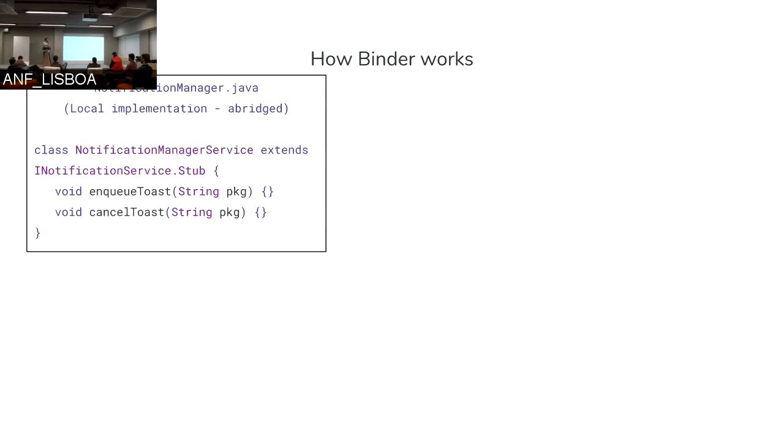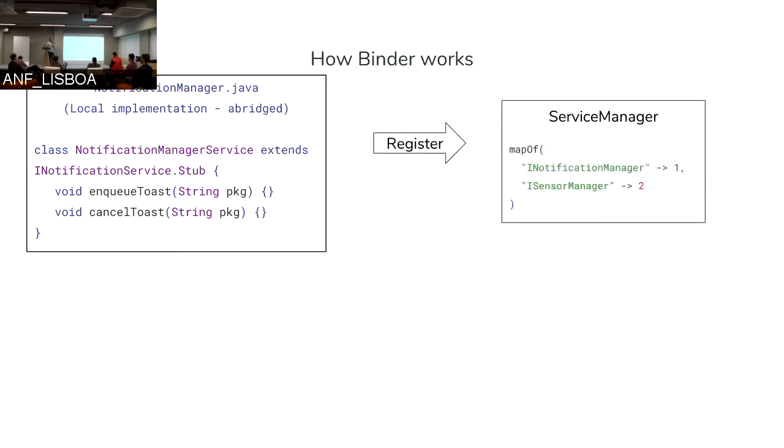So how does Binder work? We have our local implementation, and we register it with a service manager. There's only one in the system. When it dies, the system dies with it, and it holds a map. There's a map of the name of the interface to a number, and where does this number come from?